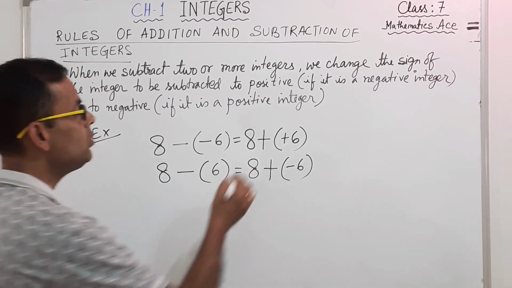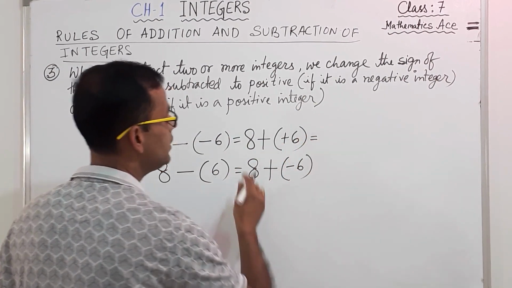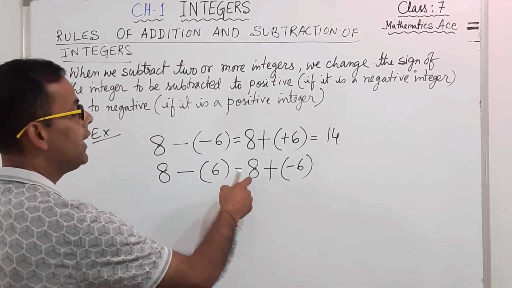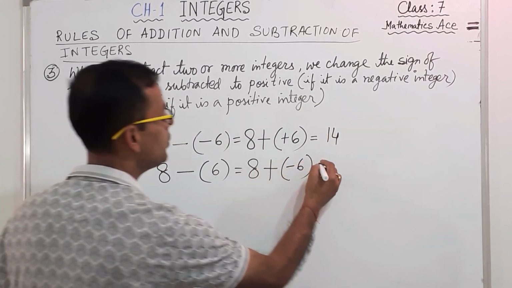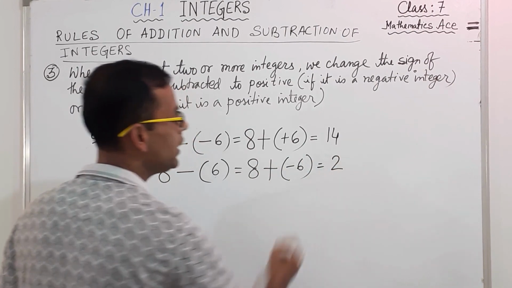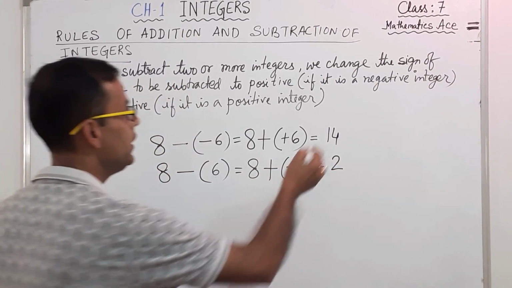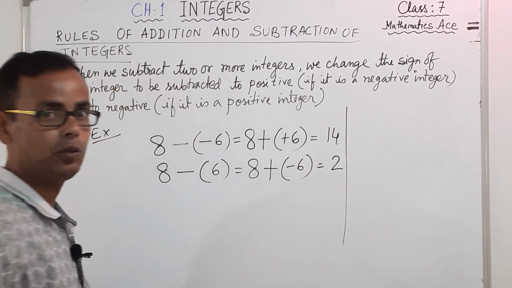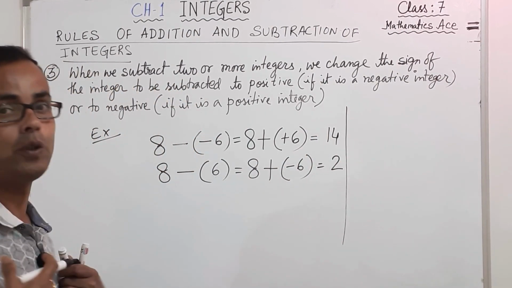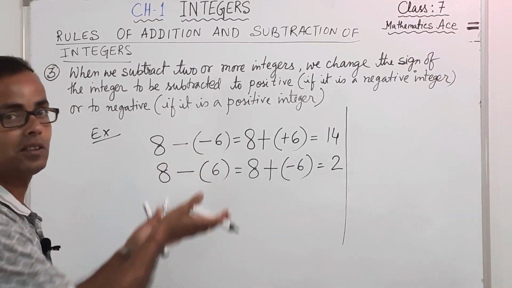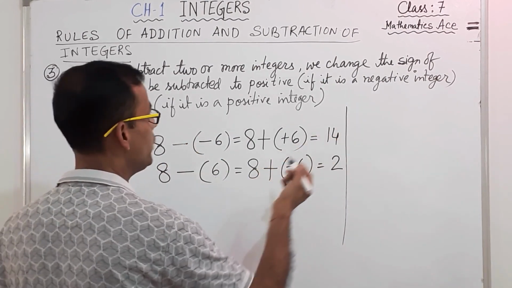Okay. Now when we add it, 8 and 6, 14. Okay. And 8 and minus 6, how much comes? 2. Clear? This is the answer. But I told you, in our day-to-day life, when we will be doing sums, when I am doing sums, when you are doing sums, no need for doing like this way. You can do another short way also.